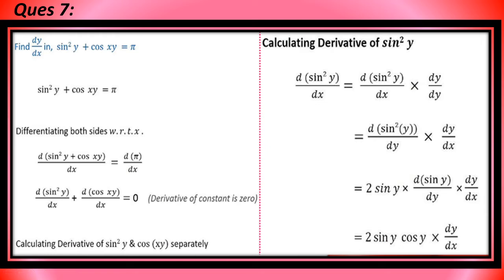understand the question in a better way. If you can do it in one go, there is no problem. So d by dx of sine square y. First of all, let's take the derivative of this square. It will be 2 sine y, then derivative of sine, that will be cos y, and then derivative of y, that is dy by dx.